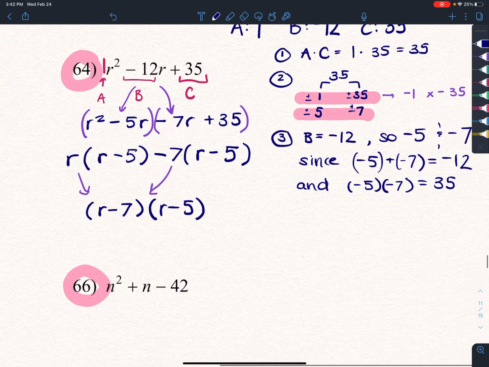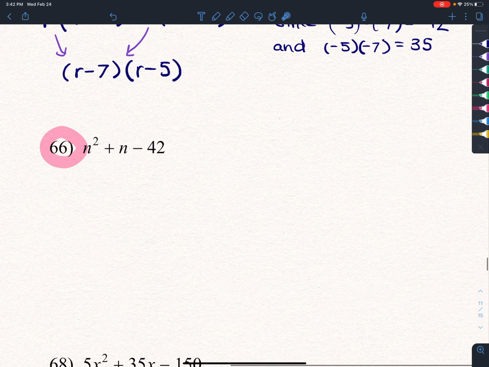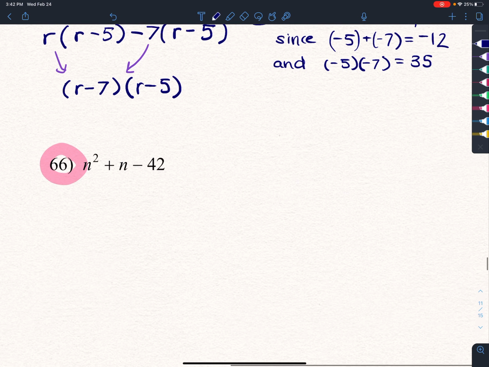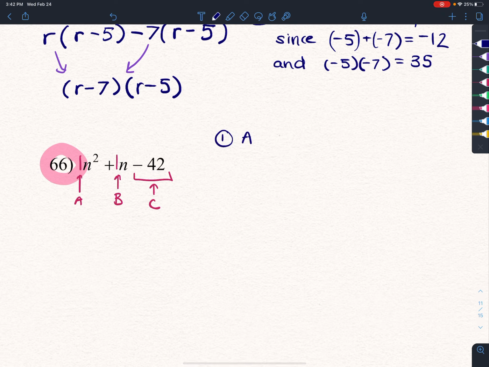Okay, so now we're going to do the same thing, just now we're looking at this type of example. So the steps are the same. Here we have our A is 1, our B is 1, and our C is negative 42. So step 1, we have A times C, 1 times negative 42. We have negative 42.